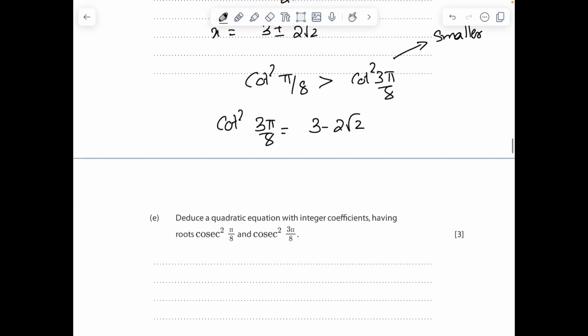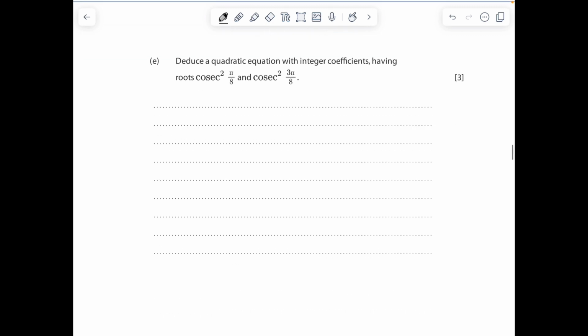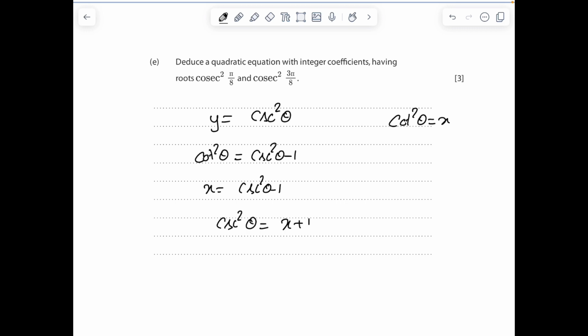Deduce a quadratic equation with integer coefficients having the roots cosecant square pi by 8 and cosecant square 3 pi by 8. So let y equals to cosecant square theta. We know that cot square theta equals to cosecant square theta minus 1. But we assumed that cot square theta was x. So x equals to cosecant square theta minus 1. So what is cosecant square theta? Cosecant square theta is x plus 1.